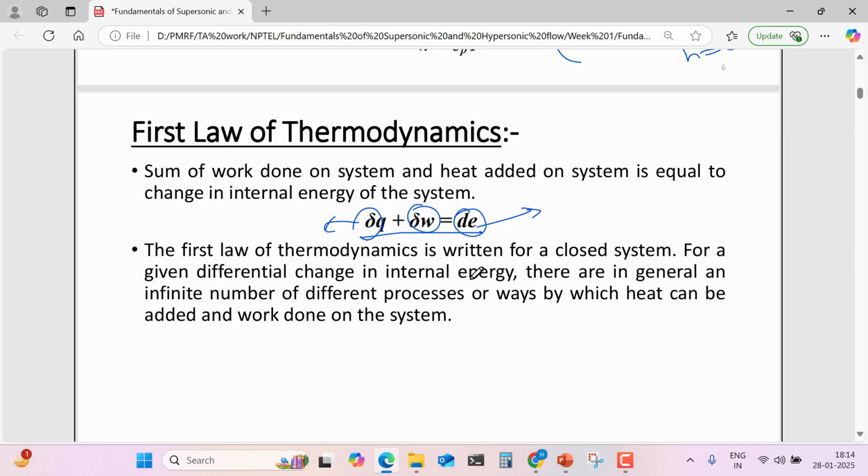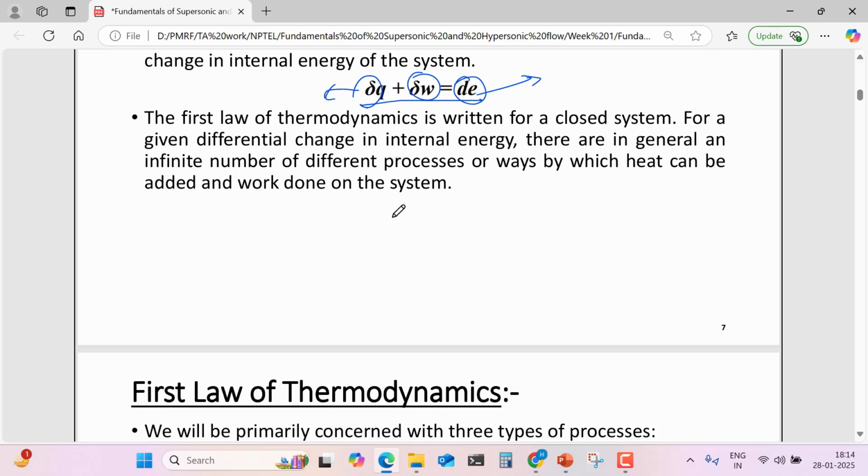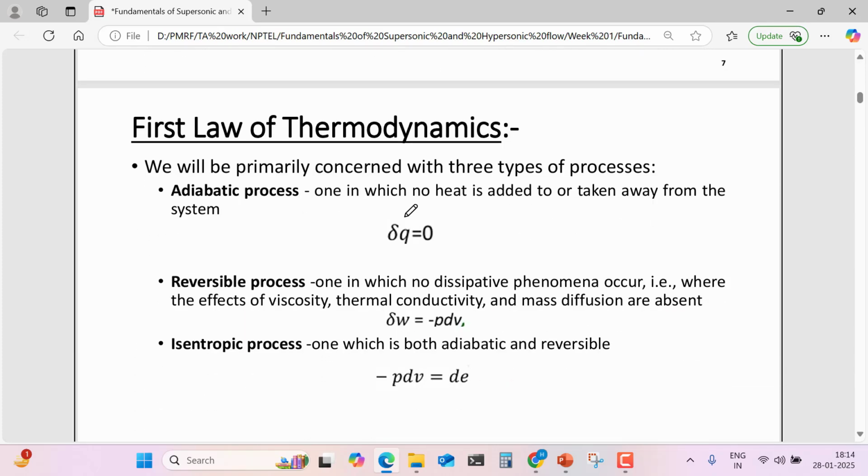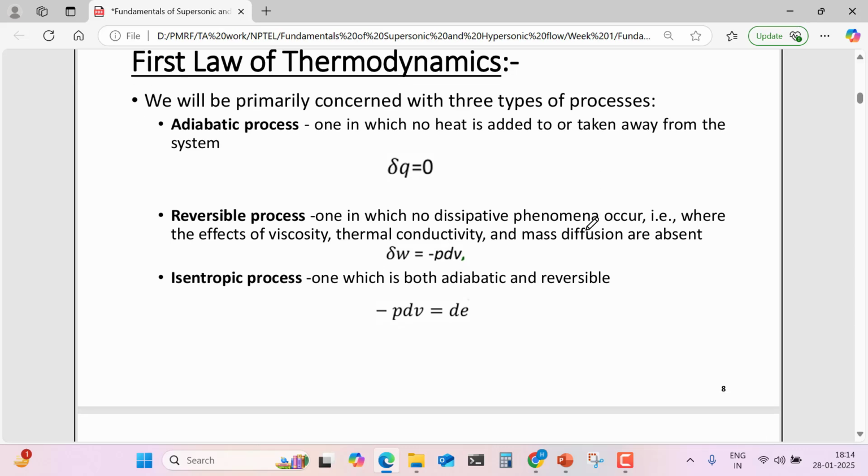This first law of thermodynamics is written for the closed system. For a given differential change in internal energy, there are in general an infinite number of different processes or ways by which heat can be added and work done on the system. As this is a path function, there are infinite ways it can be done. So there are mainly three processes we will focus on. One is the adiabatic process. In an adiabatic process, there is no heat addition or heat taken away from the system. So del Q will be 0, and our equation will become del W equal to dE.